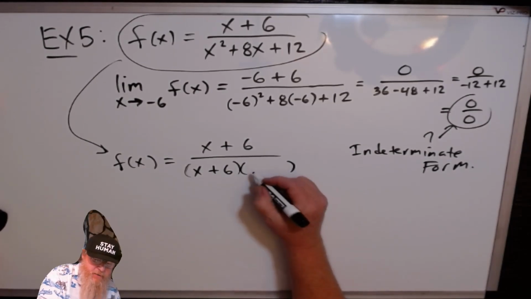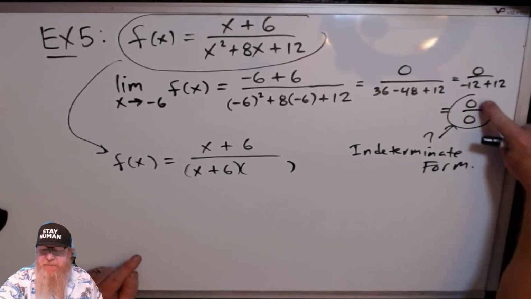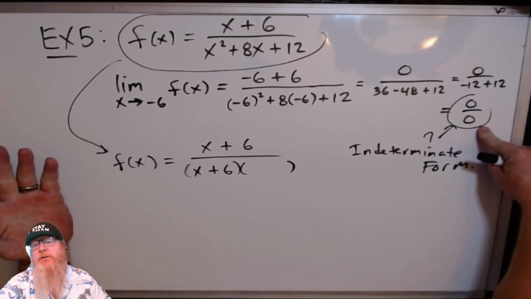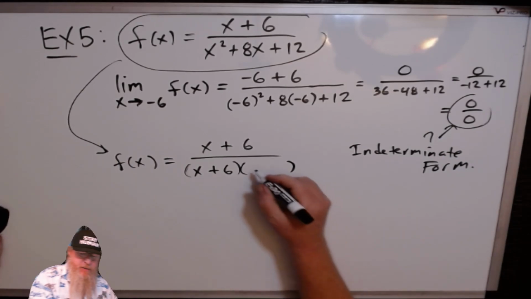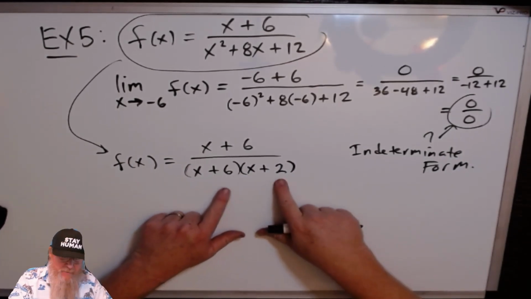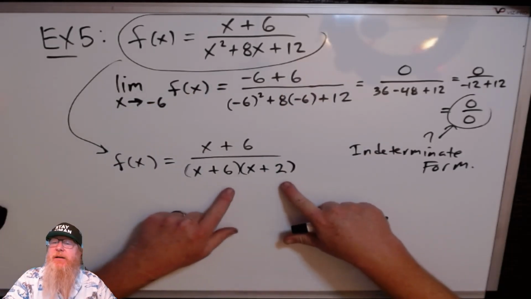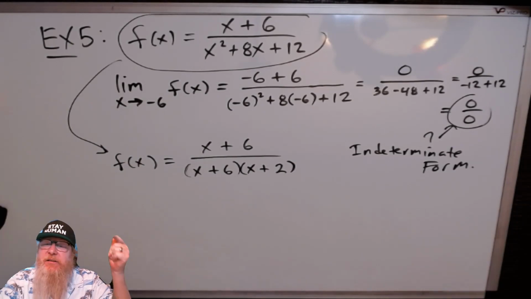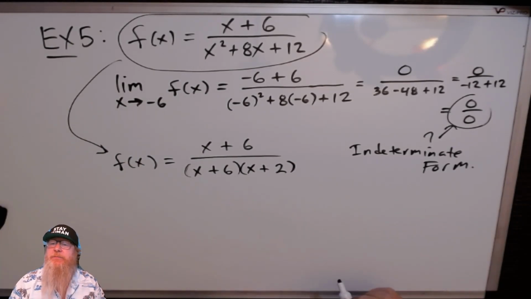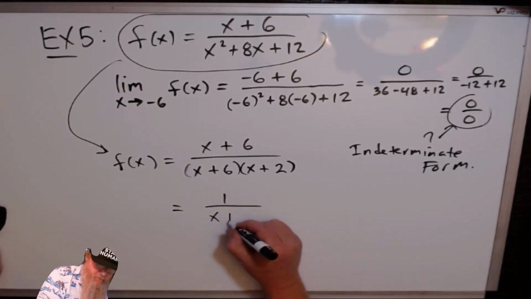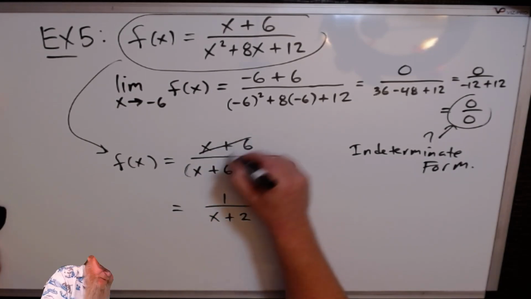I'll tell you what, for memory's sake, if you get 0 over 0, that means one of the factors will match. You'll get a matching factor. So this time it's x plus 6 and x plus 2. Again, I'm not teaching a whole lesson on factoring, but 6 times 2 is 12, and 6 plus 2 is 8. That's your quick algebra review. All right, and then that gives us a simplified form of 1 over x plus 2.